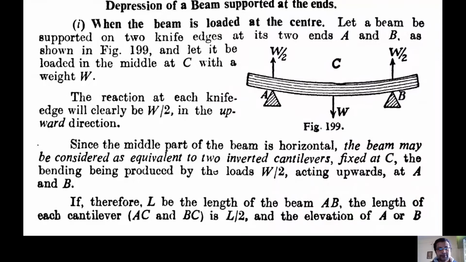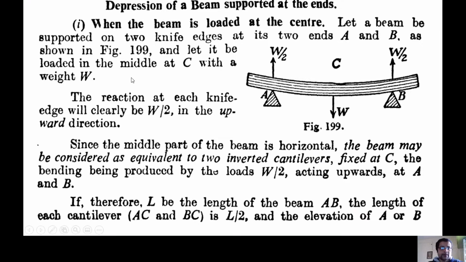So now we know the relations for the depression produced when you apply force, or you say a couple is acting on the two ends of this particular beam. So there is a bending moment, and we have derived the formulas for those bending moments. Here the particular case we need to study is the depression of a beam supported at the ends.